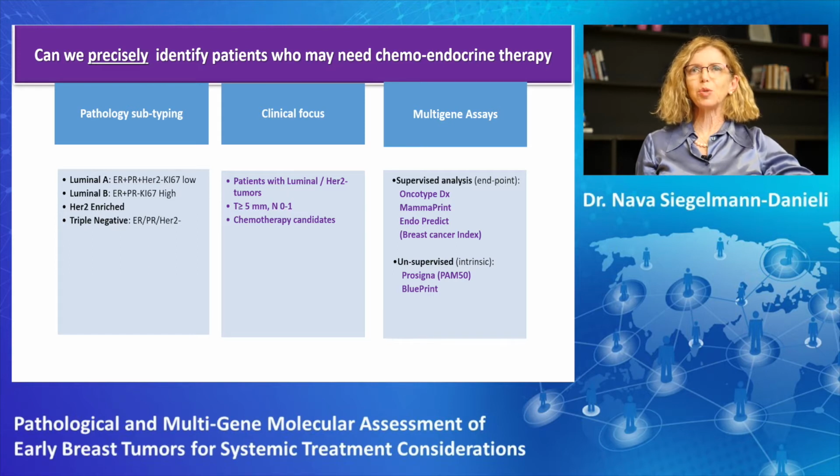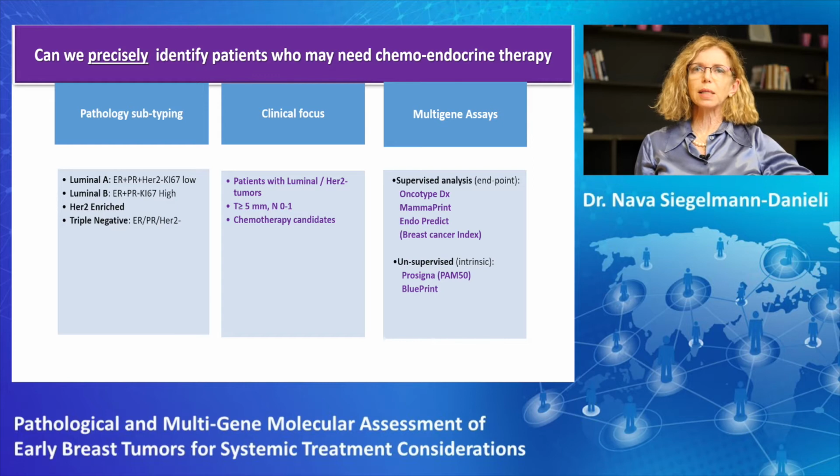One group is supervised analysis, which means that once they did the analysis, they already knew if the patient had a certain endpoint, like cancer coming back, yes or no. And once you have supervised analysis, sometimes you have to change your endpoint or your data may change a little bit. And we'll see that in the rest of the lecture. The Oncotype DX belongs to this analysis as well as the MammaPrint and the EndoPredict.